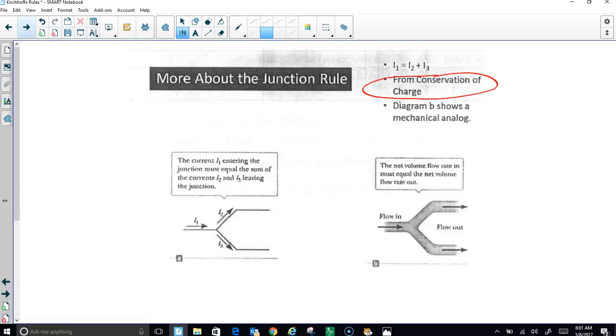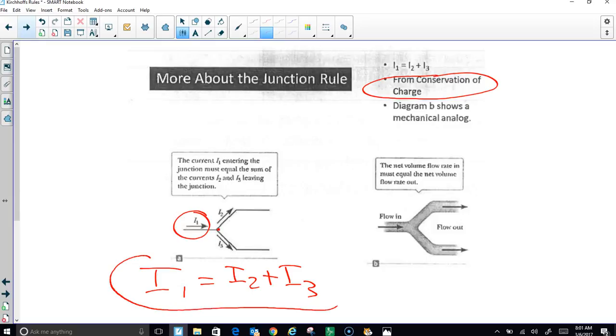And so, if you have a particular junction, whatever the current coming in has to be equal to the current going out. So in this case, you could create an equation that would say I1 has to equal I2 plus I3. That seems pretty straightforward, doesn't it? I mean, whatever comes in, got to go out. Right? So junction rule is generally the easier of the two to understand and make simple equations.